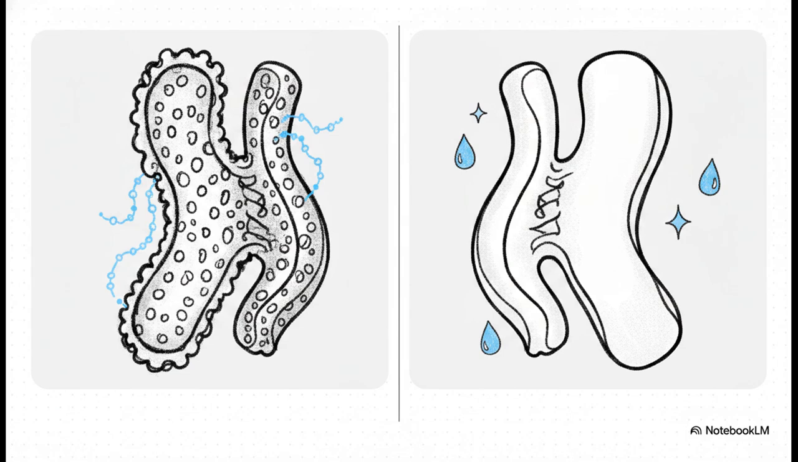But it's not a one-size-fits-all operation. It's absolutely vital to distinguish between the two zones here. The rough ER is the part covered in ribosomes, which gives it that bumpy look. Its main gig is synthesizing and directly transporting proteins. But right next door, you've got the smooth ER. It's completely clear of ribosomes and handles totally different tasks, like lipid metabolism and storing calcium. It's all about highly specialized manufacturing zones.